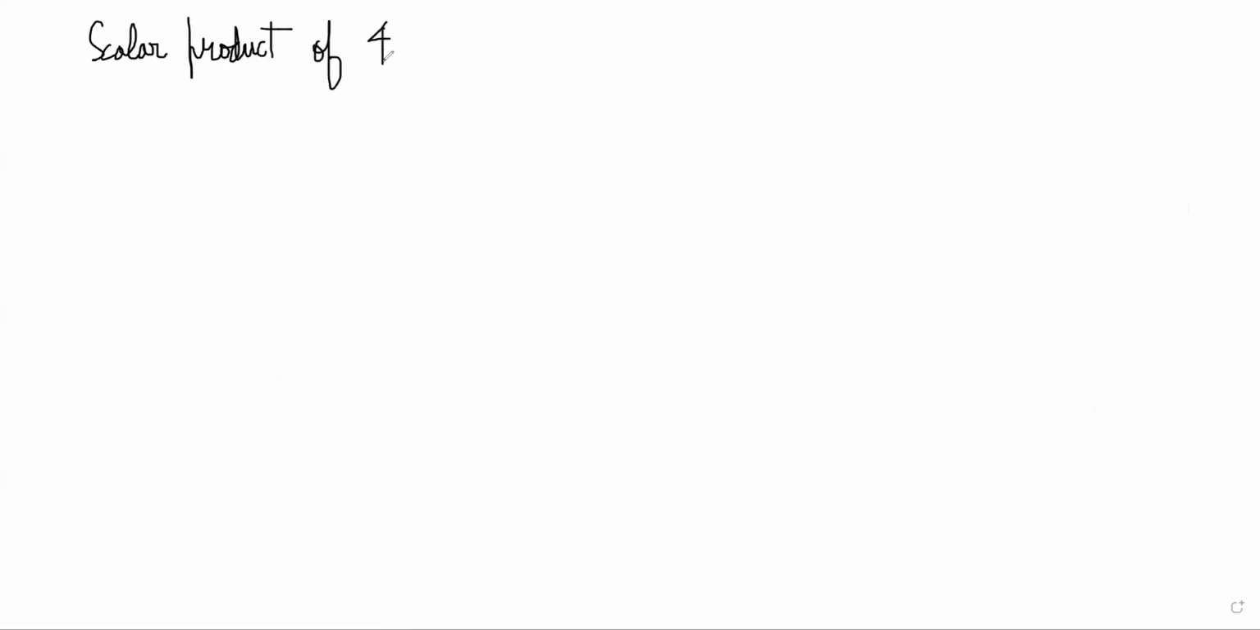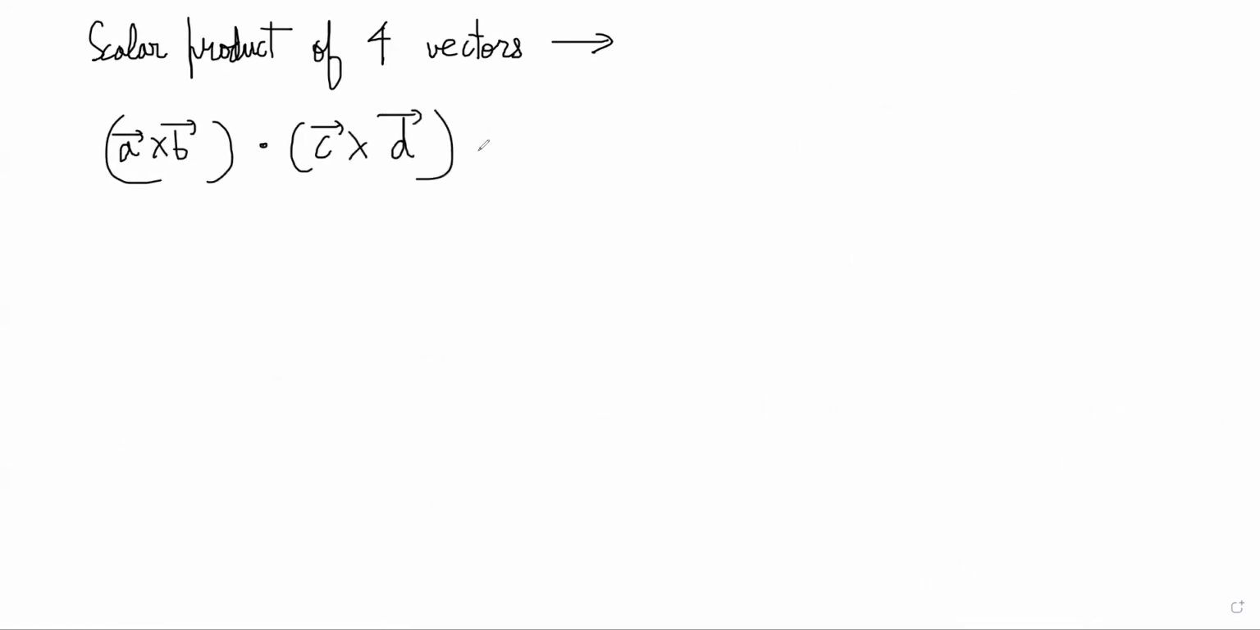Scalar product of four vectors. So what is this? This is basically A cross B dot C cross D. This is the scalar product of four vectors. And I want you to just remember this result.